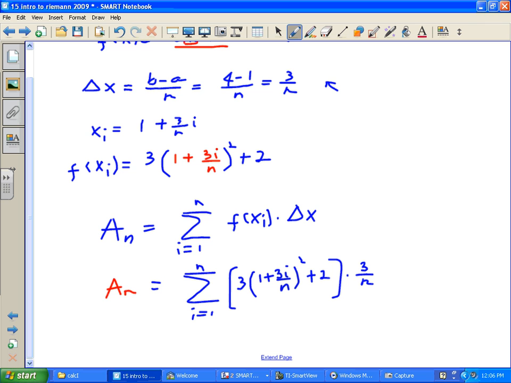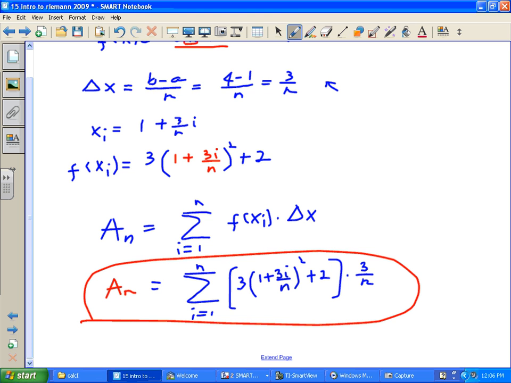Area using n rectangles, these are really the right sums. And if you wanted to evaluate the exact sum, you would have to expand this out. Square your binomial, distribute the 3 over n, etc. And then finally take a limit as n goes to infinity. And if you want to do it using 20 rectangles, simply enter this quantity into the calculator. For n, you would put 20. For i, you would enter as x. And you would just do it numerically on the calculator.